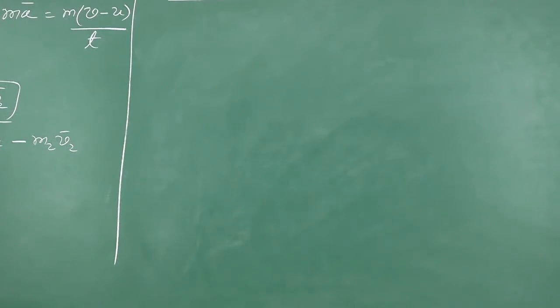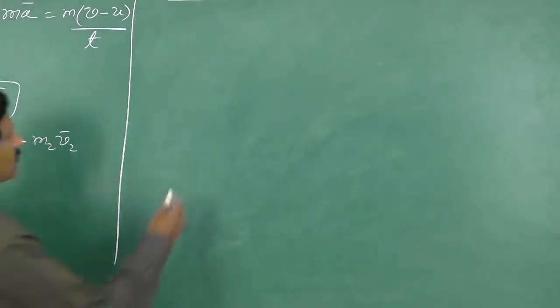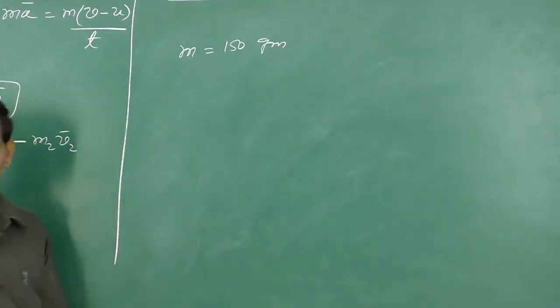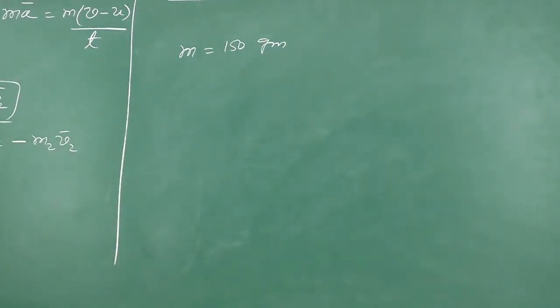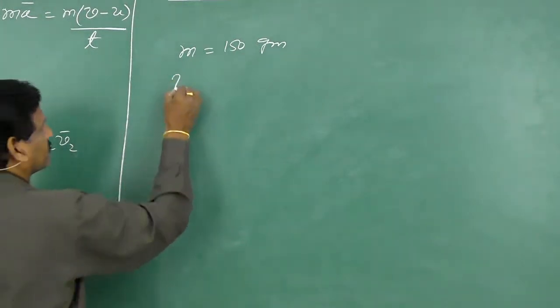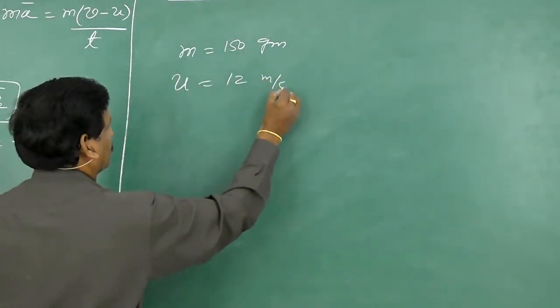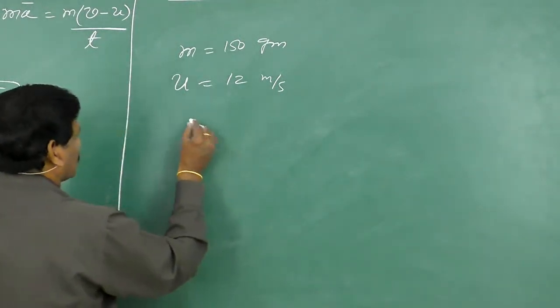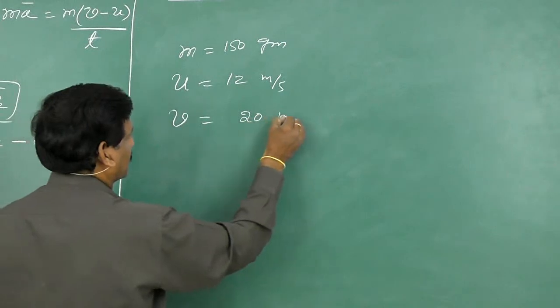So here cricket ball of mass 150 gram is moving with a velocity of 12 meter per second, and it is hit by a bat so that the ball is turned back with a velocity of 20 meter per second. So final velocity is 20 meter per second.